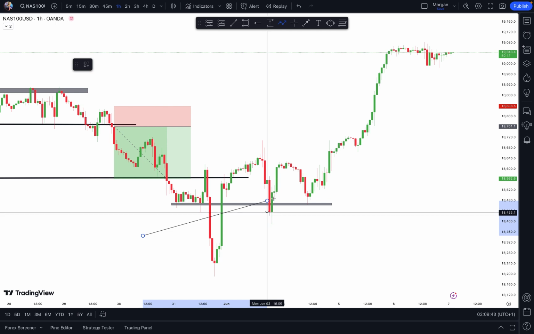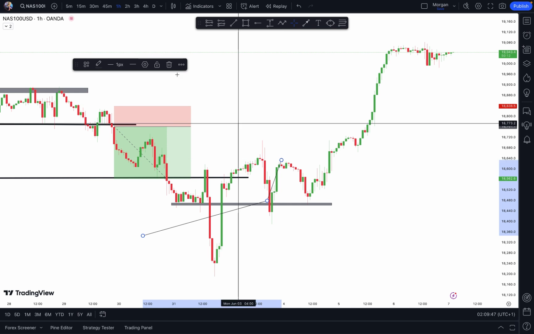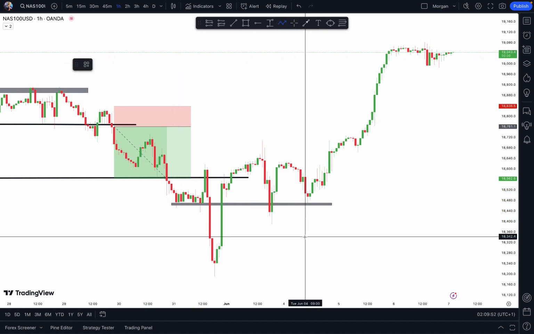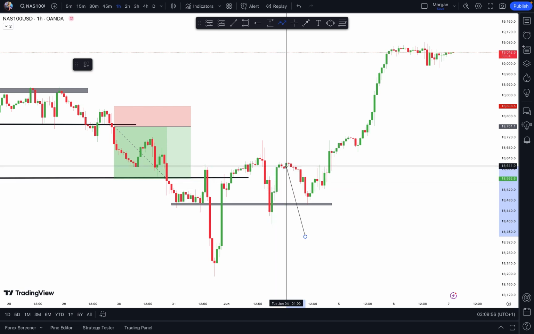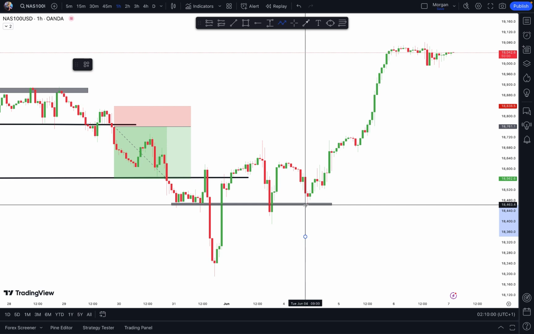So we see price make this high here. Not actually a new high, but we see price reject this area, try to go up, and then come down again and reject this area for the second time.